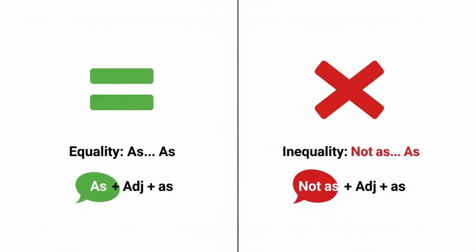And the last one, to say 2 things are the same, we use the pattern of equality: as plus adjective plus as. For example, the temperature today is as high as it was yesterday. If 2 things are different, we use the pattern of inequality: not as, plus adjective, plus as. For example, winter in the south is not as harsh as it is in the north.